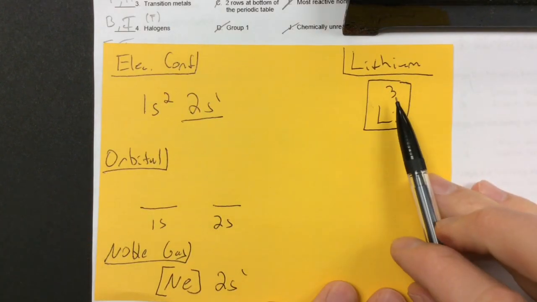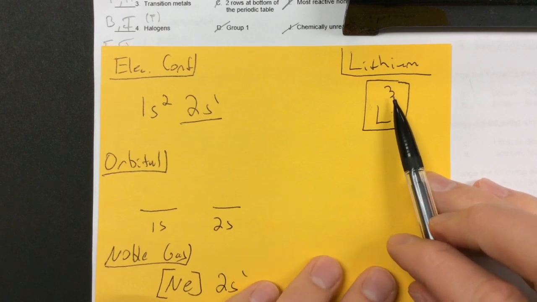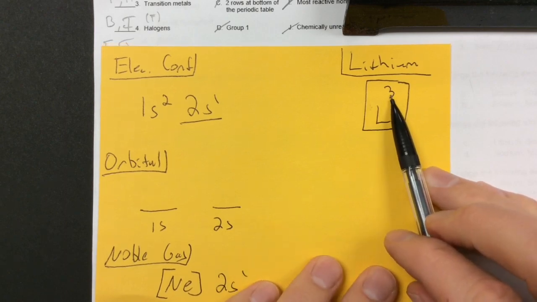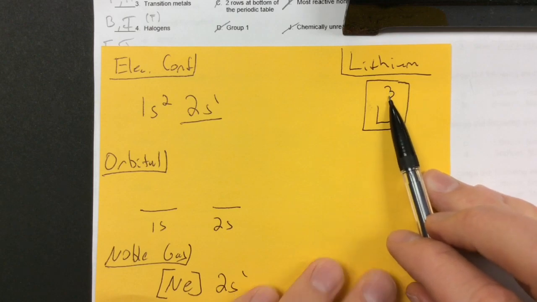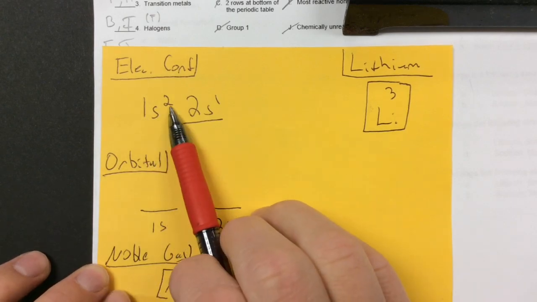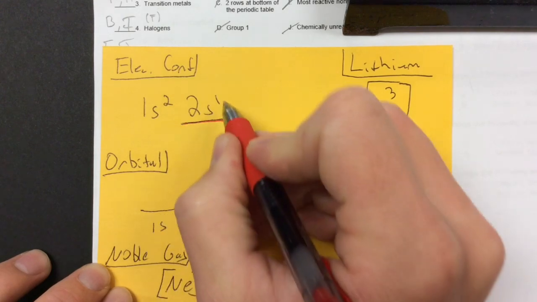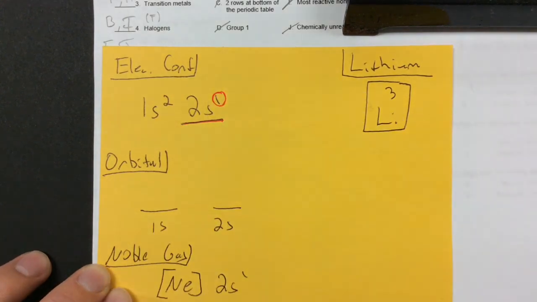So lithium is element number 3 on the periodic table. And for all these elements, we're going to assume that it's neutral, meaning it has the same number of electrons as it does protons. So we have 3 electrons in the element for lithium. And so right here we have an electron configuration of 1s2, 2s1. And we're going to go ahead and underline the number of valence electrons, which is going to be 1.